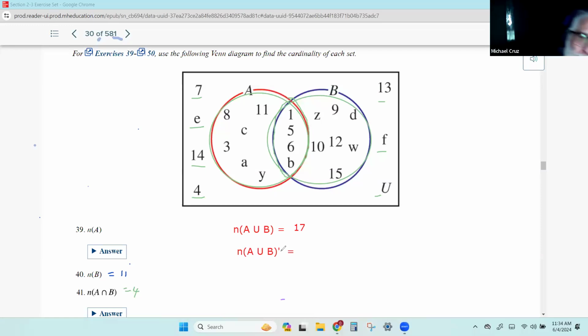They don't want us to write them out, but we're going to need to know what they are. They're 1, 2, 3, 4, 5, 6, 7. So 7 of them are in the complement of the union.